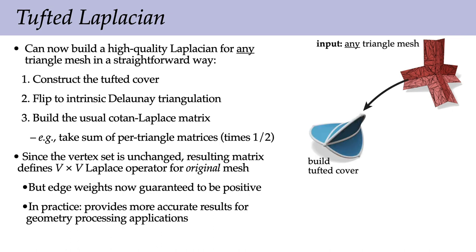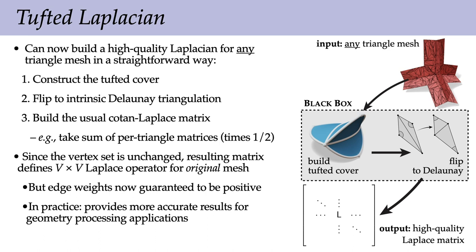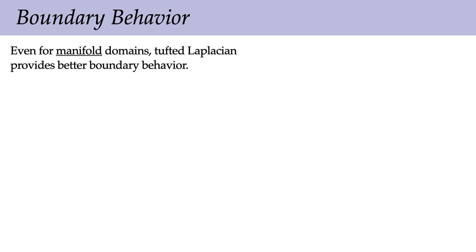So to recap, this gives us a pipeline where we take as input any triangle mesh at all without any restrictions on connectivity, build the tufted cover, flip it to intrinsic Delaunay, then read off a high-quality Laplace matrix. In a way, this is really making good on one of our dreams for intrinsic triangulations, because we have a robust black box machine with no restrictions at all that we can use to do high-quality geometry processing. Now, in addition to generalizing all of the applications that we saw in the previous section, this tufted intrinsic Delaunay Laplacian has a particular property with respect to boundary interpolation that I want to call out. This is interesting because it applies even on manifold domains.